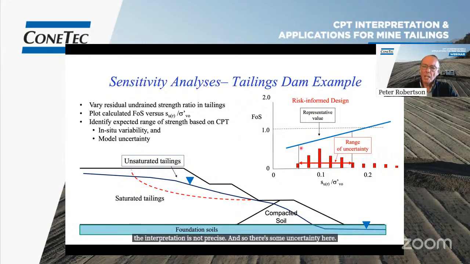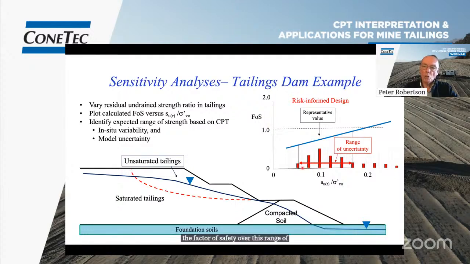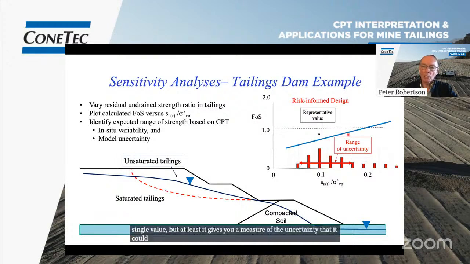And so the recommended approach is, at a minimum, do a sensitivity analysis and say, well, why not calculate the factor of safety over this range of values where you've got your frequency distribution from the CPT, so you know what you think is the representative, so you can quote that single value, but at least it gives you a measure of the uncertainty that it could be significantly lower or a little bit higher.